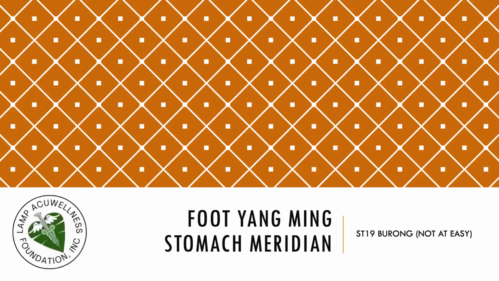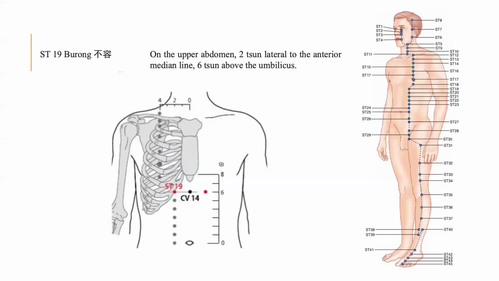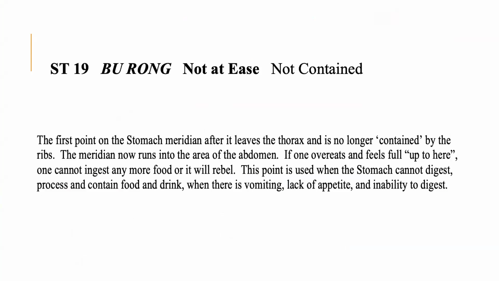Good day. Today we're going to talk about the Foot Yang Ming stomach meridian, stomach 19, Bu Rong, not at ease. As seen on the illustration of stomach 19, Bu Rong, on the upper abdomen, 2 cun lateral to the anterior median line, 6 cun above the umbilicus.